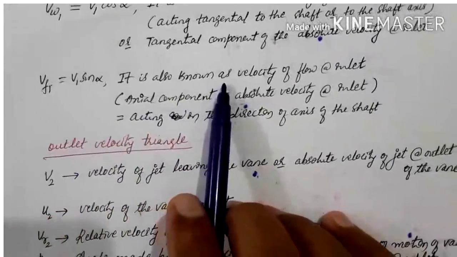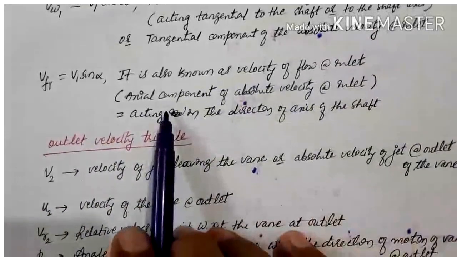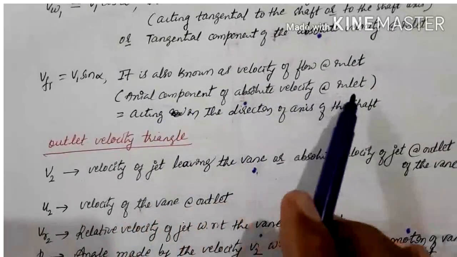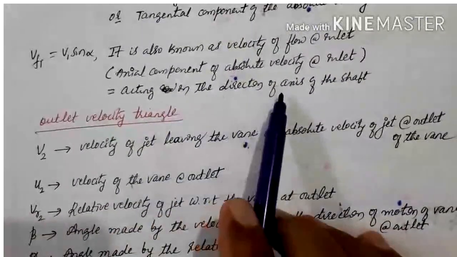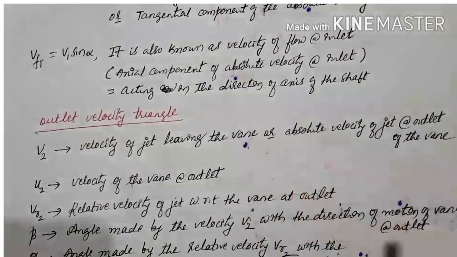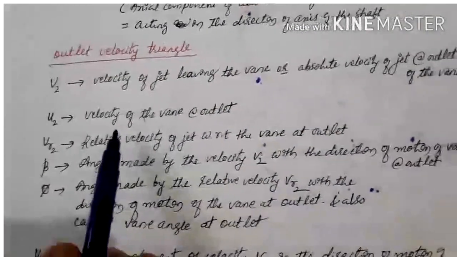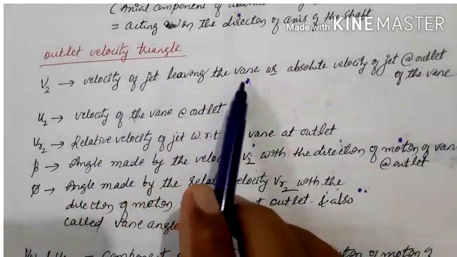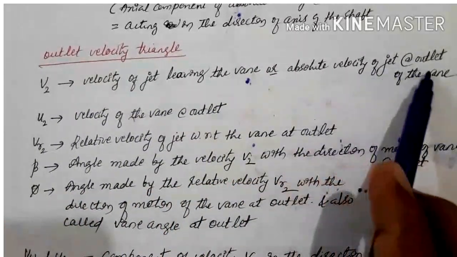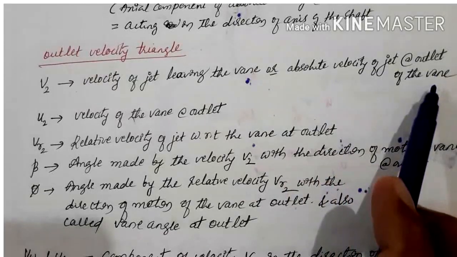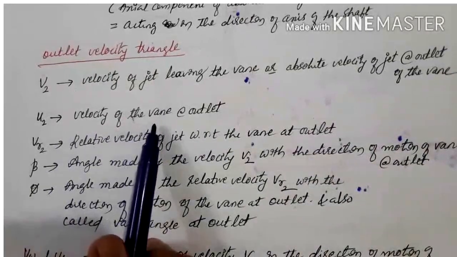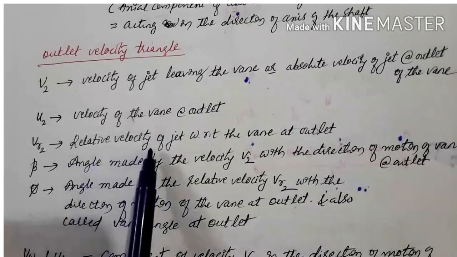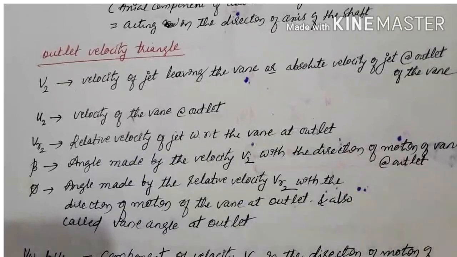Then Vf1 is V1 sin alpha. It is also known as the velocity of flow at inlet, and that component is the axial component of absolute velocity at inlet, acting in the direction of the axis of the shaft. Similarly, in the outlet velocity triangle, V2 represents the velocity of the jet leaving the vane, or the absolute velocity of the jet at outlet of the vane. Then U2 is the velocity of the vane at outlet. Vr2 represents the relative velocity of the jet with respect to the vane at outlet.